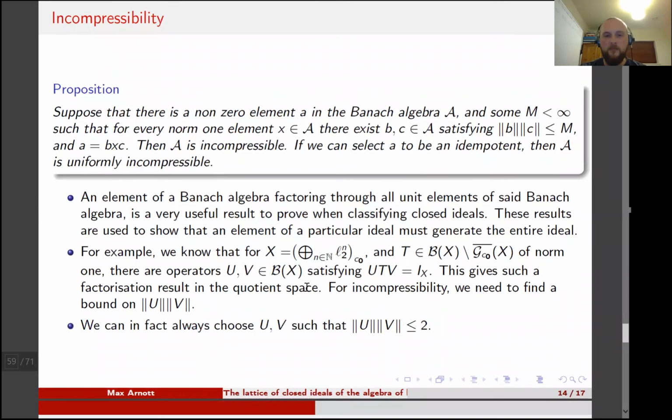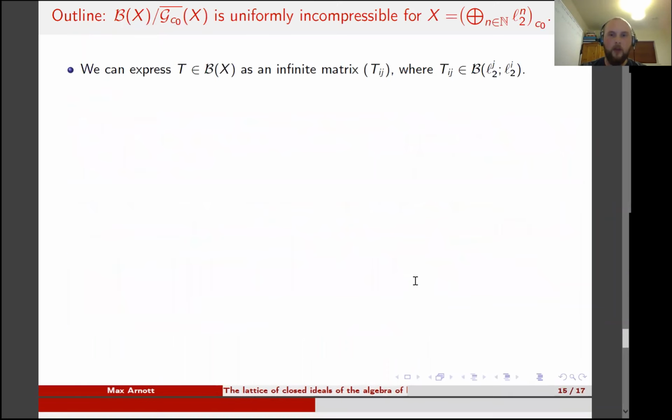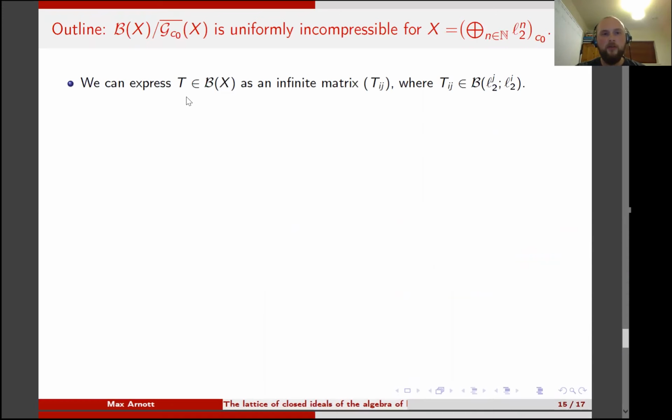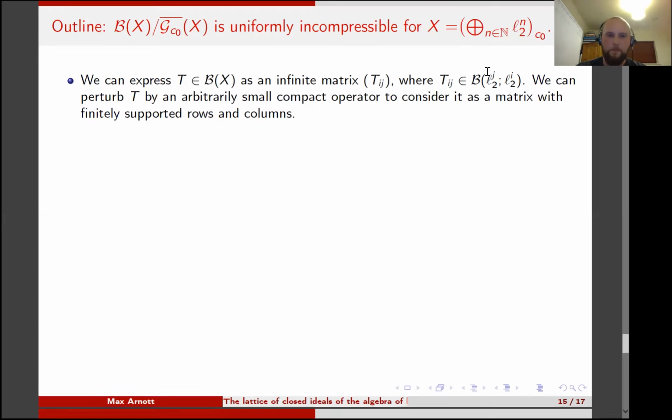So for our example here, we can actually always choose U and V for which the norm of U times the norm of V is less than or equal to 2. I'm going to do that right now. So what we do is we take T to be an operator which is bounded on X, and for any operator of this form, we can write T as a matrix T_ij, and the ijth entry goes from L2^j to L2^i. Importantly, we can perturb T by an arbitrarily small compact operator, and then we can consider it as a matrix of finitely supported rows and columns.